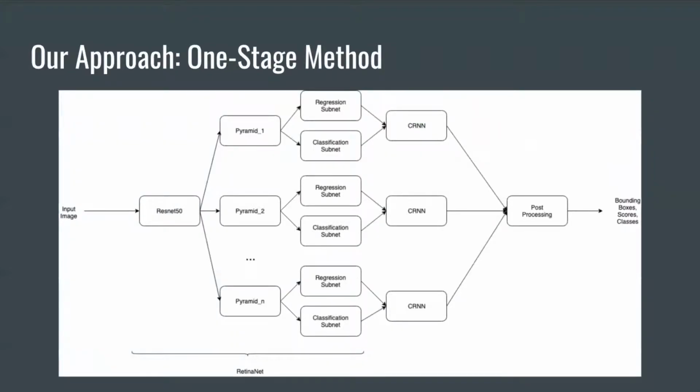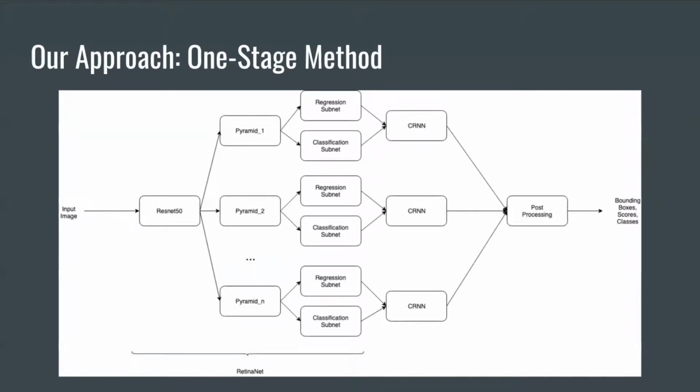So the other method that we proposed and implemented was the one-stage approach, which combined the two methods we described earlier into a single network and trained them using a multitask loss. As you can see in this diagram here, we have an input image, goes to ResNet 50 as before, goes into your feature pyramids, and then from each of the feature pyramid layers, we get a regression subnet and a classification subnet. But rather than these being outputted right into the post-processing layer where non-max suppression is run and we get our final bounding boxes and scores, we pass these straight into CRNN.